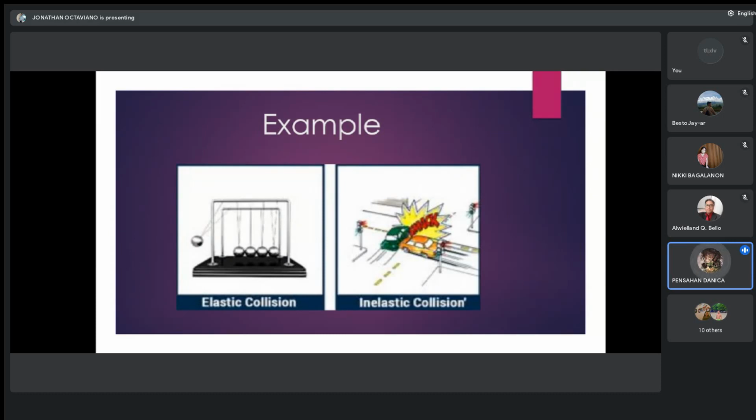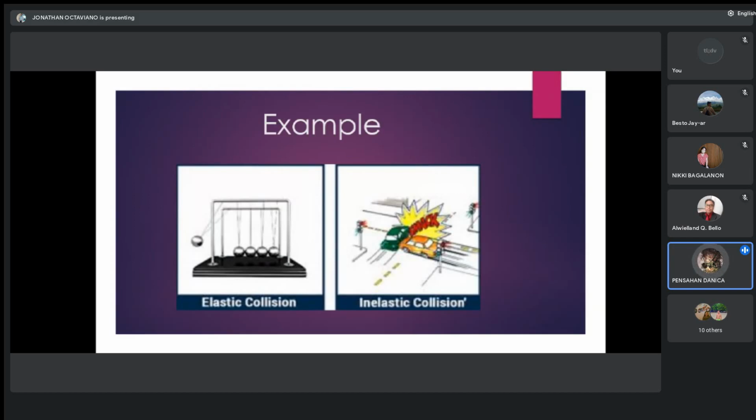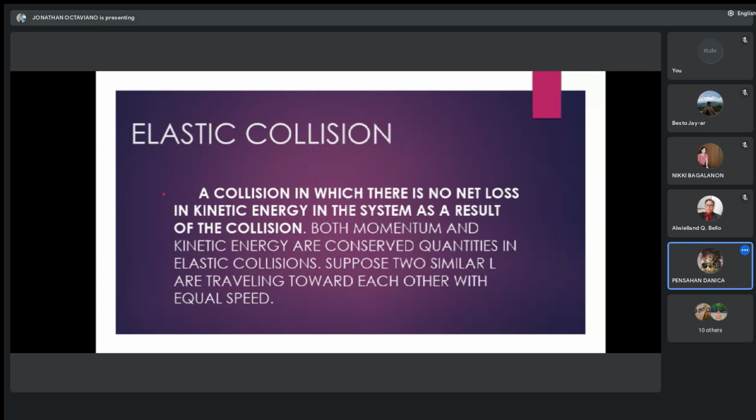In any collision, linear momentum is conserved. And for the formula of collision, we have m sub 1 times v sub 1 is equal to m sub 2 times v sub 2. So this is the example of the two types of collision, which is the elastic collision and the inelastic collision. And for the discussion of those examples, let me call on my co-reporters. Thank you.